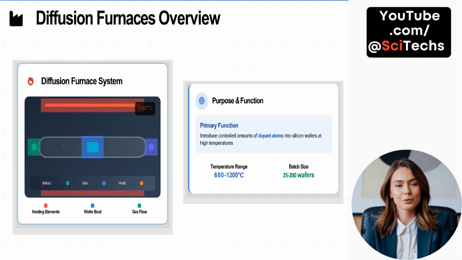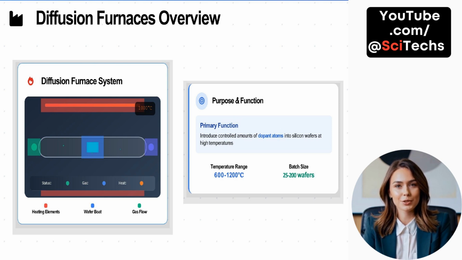Diffusion furnaces overview. Diffusion furnaces are critical tools in semiconductor manufacturing, specifically designed to introduce dopant atoms into silicon wafers with high precision. The primary function of the diffusion furnace system is to enable the controlled incorporation of these dopant atoms by heating the wafers to high temperatures in a regulated gas environment.